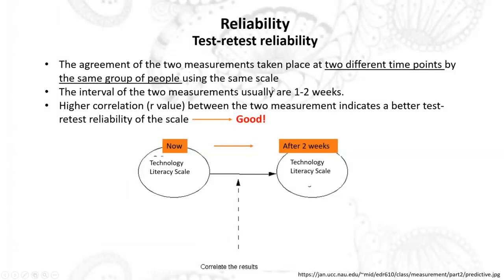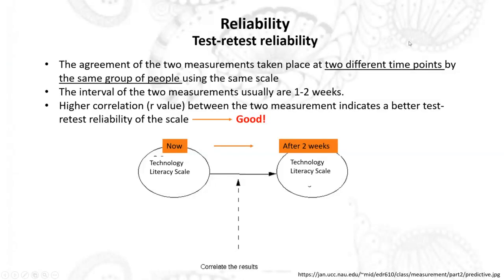The first is test-retest. Test-retest is a very common and popular test, and you will see it in most papers. What does reliability mean? The agreement of 2 measurements taking place at 2 different time points by the same group of people. By the way, you need to know the process of conducting these validity and reliability tests. Okay, you need to make sure you understand. Not difficult. It's very simple. But you need to know well the differences between them and how to conduct the test.